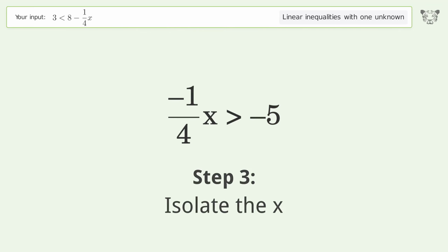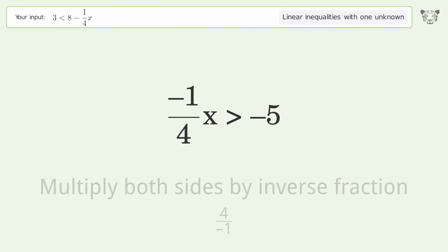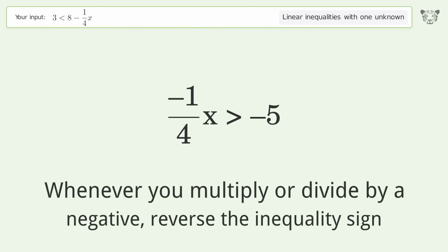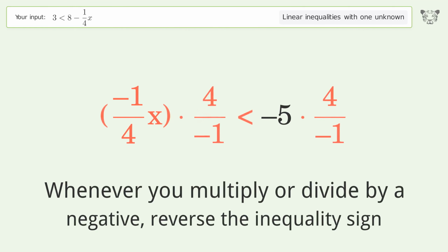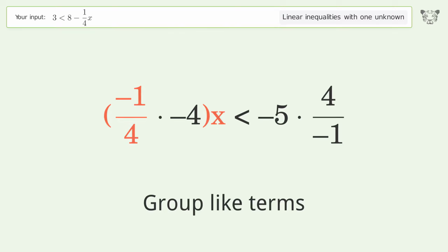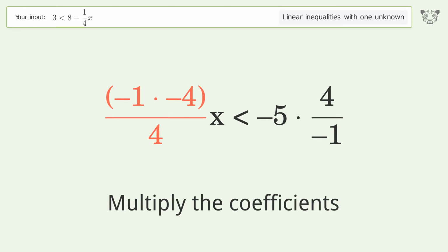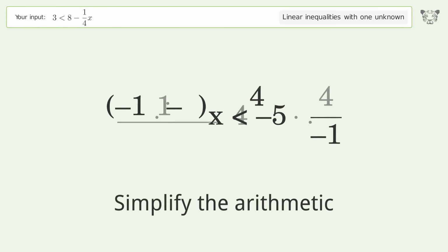Isolate the x. Multiply both sides by inverse fraction 4 over -1. Whenever you multiply or divide by a negative, reverse the inequality sign. Group like terms. Multiply the coefficients. Simplify the arithmetic.